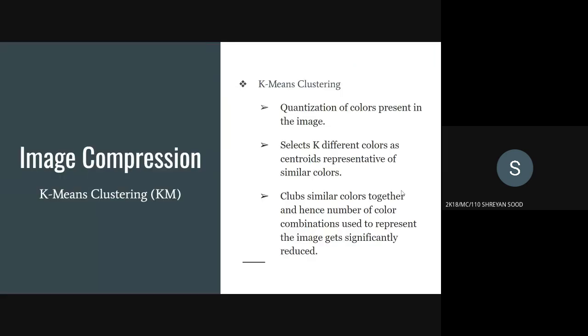Yes, sir. So Yatharth will cover the image compression part. Okay, thank you, Shreyan. So now moving on to the compression stage.